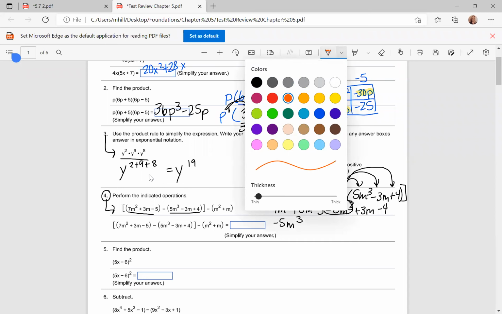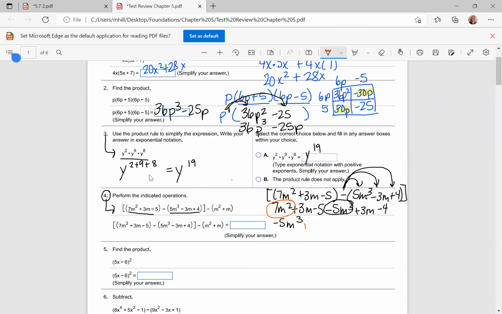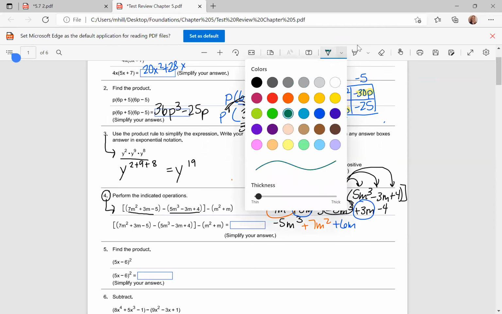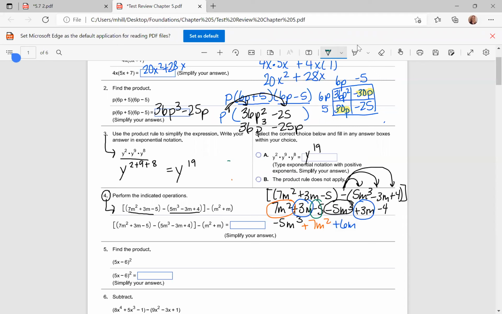I do see an m squared here. I see a 7m squared, so it's positive, and I don't see any more of those. I see a positive 3m and another positive 3m, so that would be 6m. Those can go together. And then I see a negative 5 and a negative 4, and negative 5 minus 4 is negative 9. Now we're supposed to do this part of it. Haven't done that, so we still need to subtract off m squared plus m.